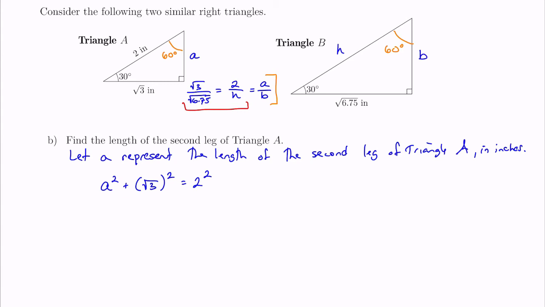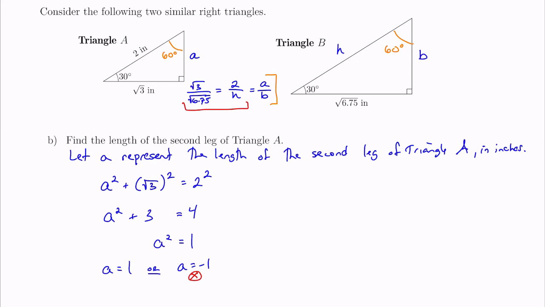To solve that equation, I'll first square the square root of 3 and I'll square 2. That will become a squared plus 3 equals 4. To solve that for a, we'll first subtract 3 from both sides, so we'll get a squared equals 1. And to finish solving that, recognizing that we're going to use the square root property, if a squared equals 1, then a either equals 1 or a equals negative 1. Since we are dealing with the lengths of sides of triangles, that negative 1 value simply does not make sense in context, so we can ignore it.